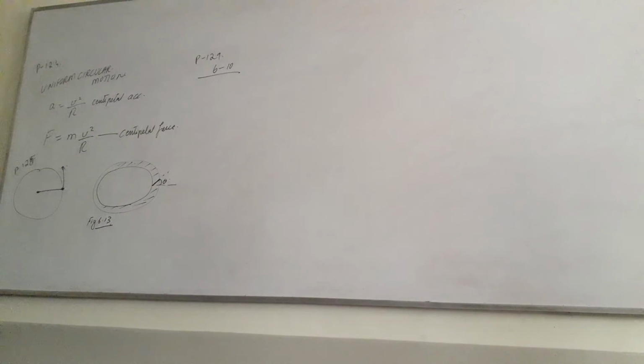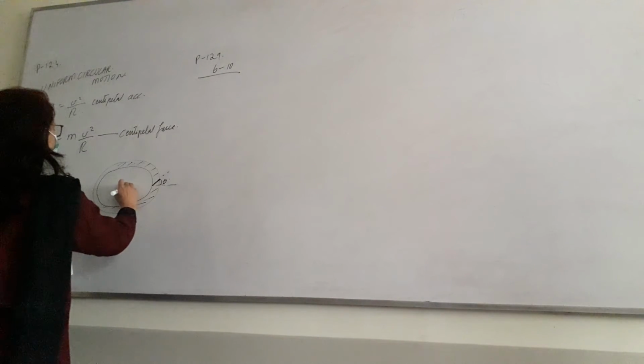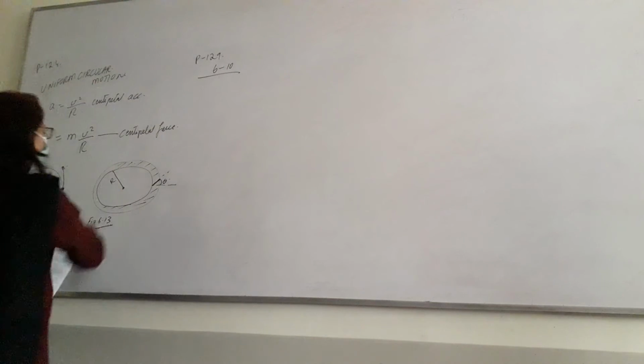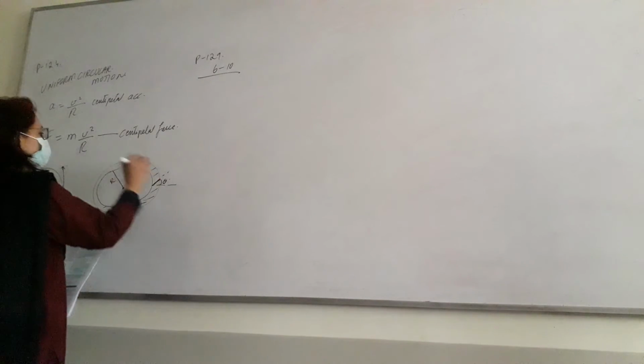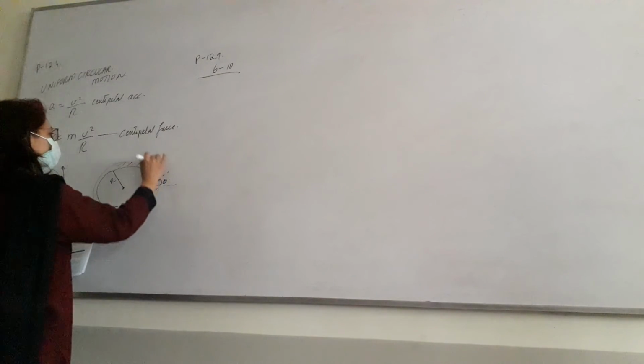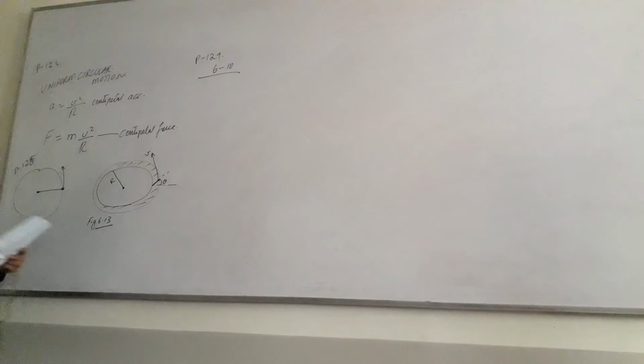Okay, and you can also see that the radius in this case is capital R. This radius is capital R. Again, if your car is driving over here, then the velocity will be taken as v, and there will be a direction of the velocity as well.